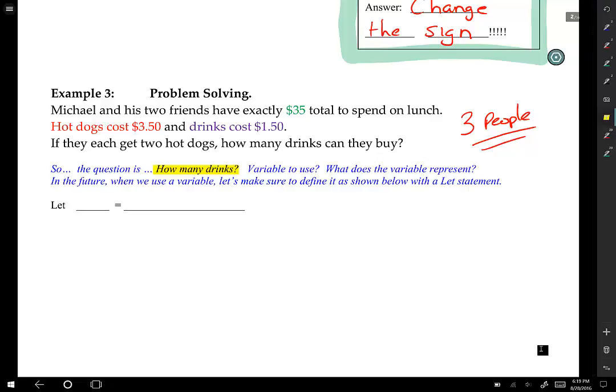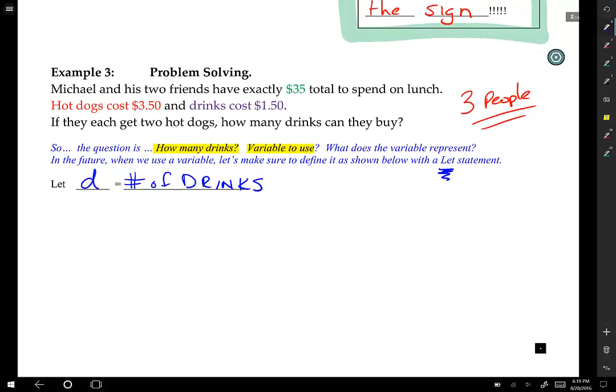Second, how many drinks leads to what variable are we going to use? I want to use a variable that relates to drinks. Let's not use X. Let's use something that relates. So let's use D, and let's have that equal the number of drinks. When you do problems like this and you create a variable, we need to use what's called a let statement. We need to define what our variable is. So here we go. Michael and his 2 friends have $35 to spend. They can't spend more than $35, so everything they have must be less than or equal to $35.